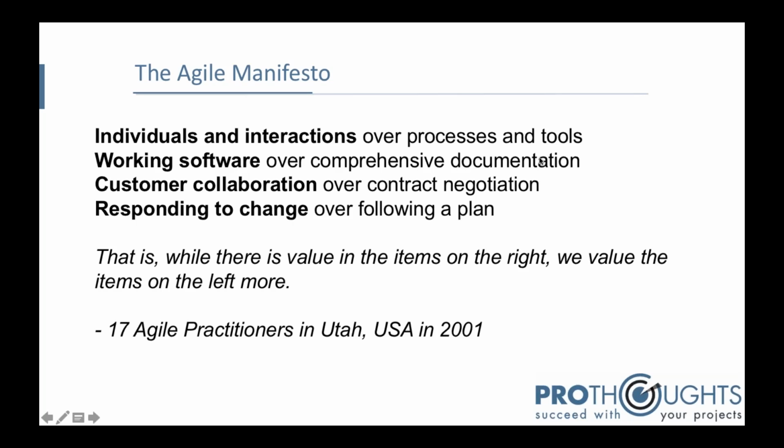There are four values, and there are 12 principles in the Agile Manifesto, which these people came together to write in 2001. It is just saying that the items on the left are valued more than the items on the right. So this is about the Agile Manifesto.